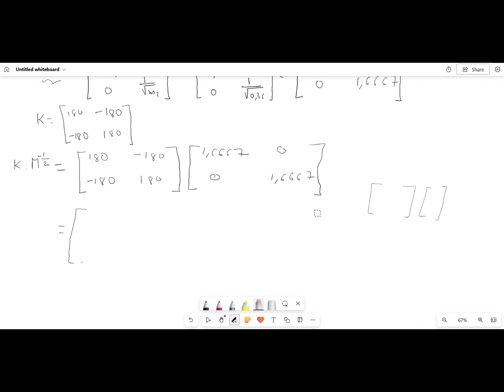Okay, let's say we want to fill the first row. On the first row, we will have this multiplied by this plus this multiplied by this to make this first row. Basically, we will have 180 multiplied by 1,667 plus, let me say, minus 180 multiplied by 0. That makes the first row.